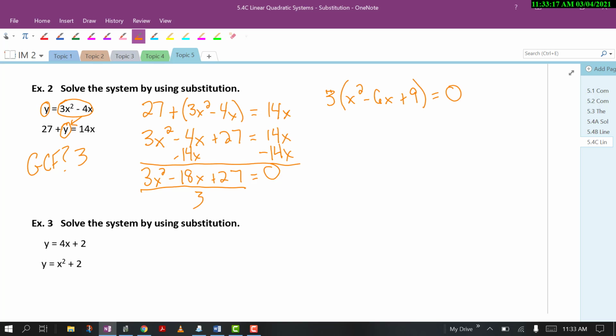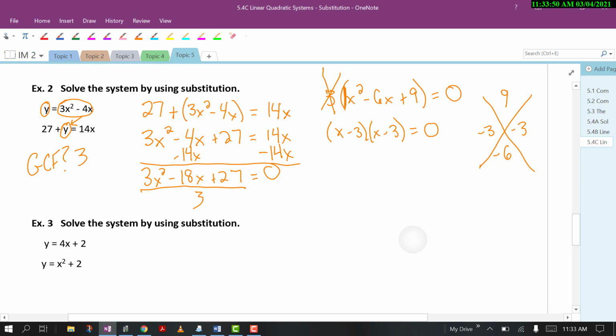So using the zero product property, either 3 equals 0, which doesn't make any sense, or x squared minus 6x plus 9 equals 0. So now we factor this. We want 2 numbers that multiply to positive 9 and add up to negative 6. Well, that'd be negative 3 and negative 3. And since the coefficient of x squared is 1 now that we took out our GCF, we can skip right to our factored form. So (x minus 3)(x minus 3) equals 0.